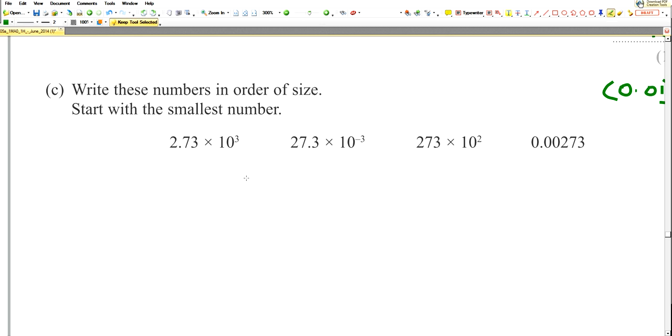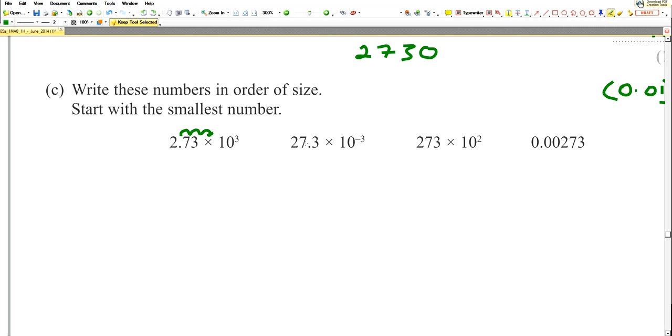Okay, right. We need to write these numbers down. 2.73 times 10 to the 3. What will that look like? So this first number will look like this. 273. The power of 3 means 1, 2, 3. So we'll have 273. How many zeros? 1.